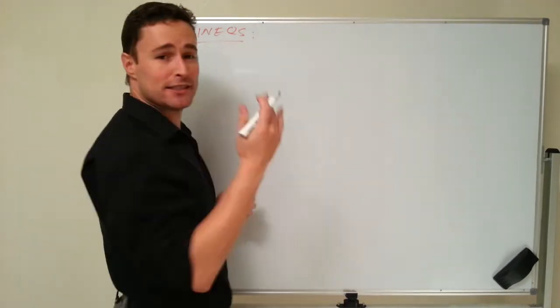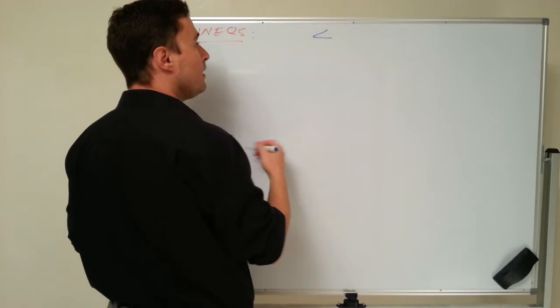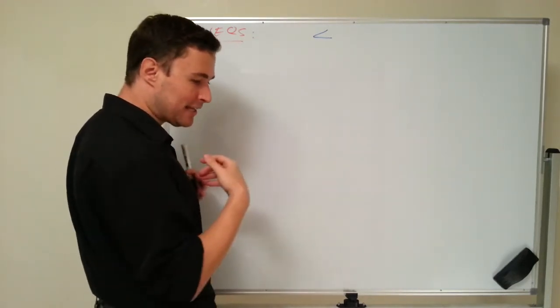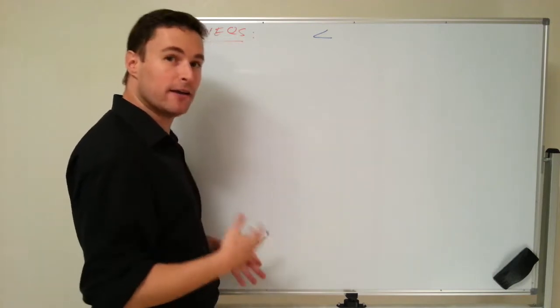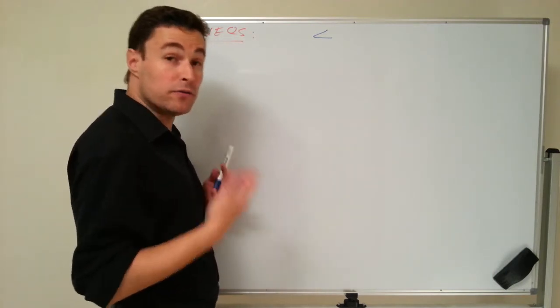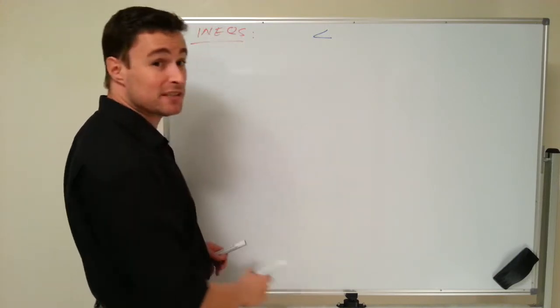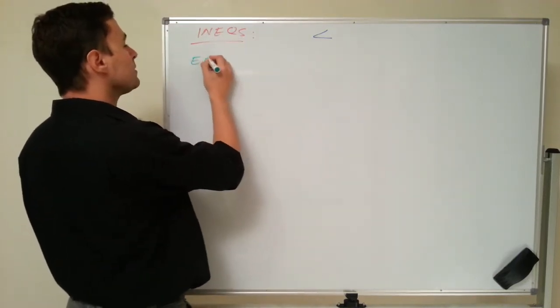The first one is less than. Now, a lot of people stress about having to learn that if it faces this way, it's less than, and if it faces the other way, it's greater than. Don't. Just learn how to read it into a sentence, because you're never going to be seeing this by itself. You're going to always be seeing this in a mathematical sentence. So take a look at this example.